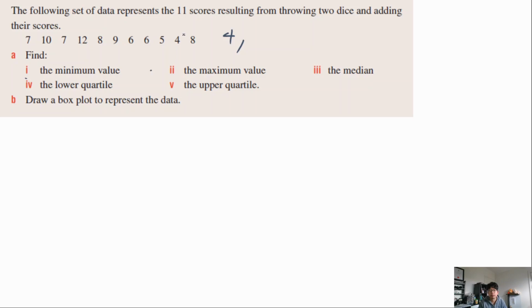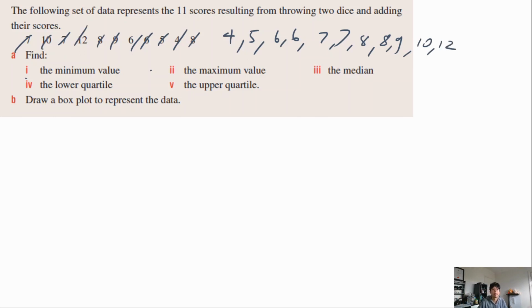Our lowest number I can see here is 4, next one is 5, and then I can see 2 6s, and then I can see 2 7s, and there's an 8 and a 9. I forgot one 8, looks like it. I'll just change that to an 8. So 8, 8, 9, 10 and 12. Alright, so the minimum and maximum is pretty straightforward, just the lowest and the highest number, so I'll just write that down. Minimum is 4, maximum is 12.